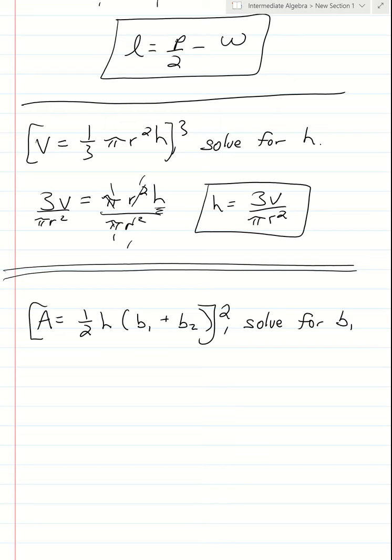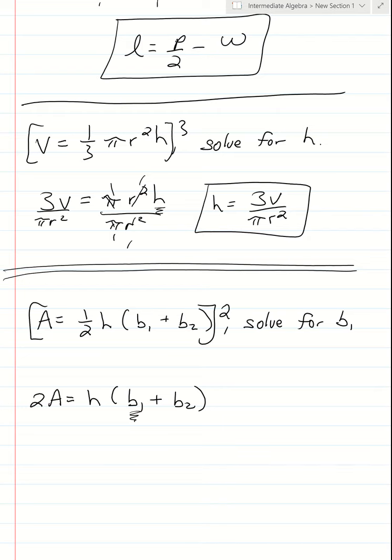And in doing so, on our left side, 2 times A would of course give us 2A equals, when we multiply the reciprocals 1/2 and 2, that gives us just h times b sub 1 plus b sub 2. Now, here, remember, our goal is to get b sub 1 alone. Some people might be inclined to distribute the h. Okay, and you could do that, but you don't need to here in this particular case.